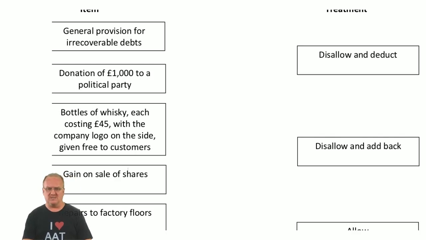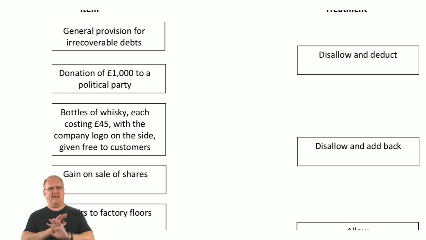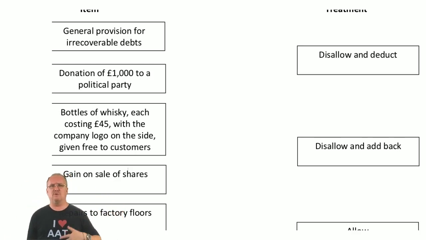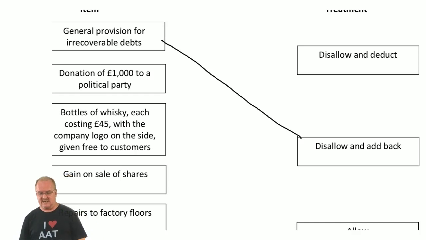Well, no, it is not. You can only allow for specific provisions for irrecoverable debts. General is too vague. If these were allowable, companies could reduce their tax bill by simply being incredibly pessimistic and saying, oh, 80% of our sales will never pay us. And that would be seen as a manner to defer and delay paying tax that really should have been paid. So that one is going to be disallowed and added back because it's been deducted, because it's an expense. So knock it out and add it back.